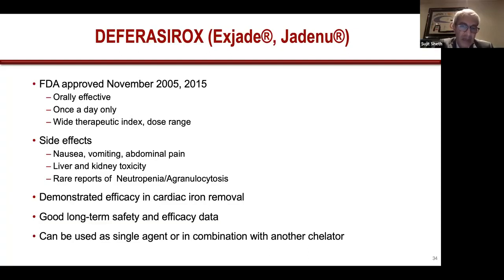So this has been the single agent first-line drug that has been used since its approval in 2005. Though now we might see other drugs also being used as first-line therapy, specifically Ferriprox or deferiprone.